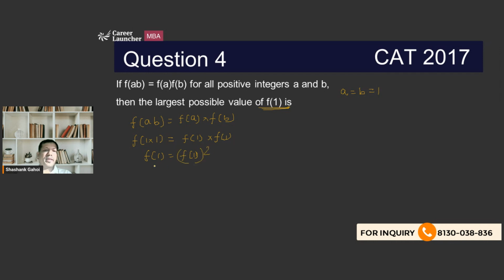Okay. So can I say f1 whole square minus f1 is equal to 0. So I'm going to take f1 common, and I'm going to say f1 into f1 minus 1 is equal to 0. So from here, I can get two values of f1, that is either 0 or 1. There is no other value that is possible. So which is the largest possible value of f1? That is equal to 1, and that's the answer.